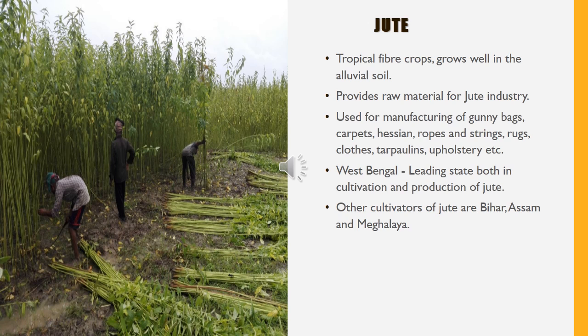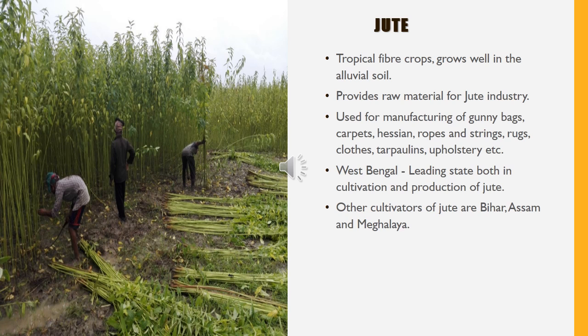West Bengal is the leading state both in cultivation and production of jute. The other cultivators of jute are Bihar, Assam, and Meghalaya.